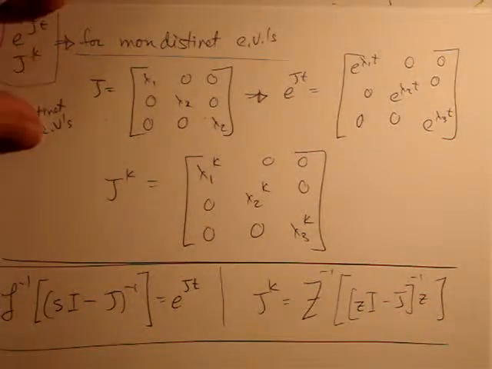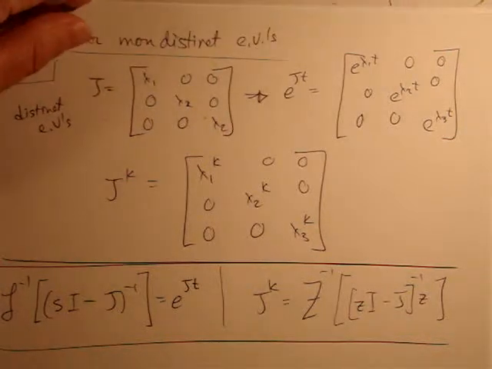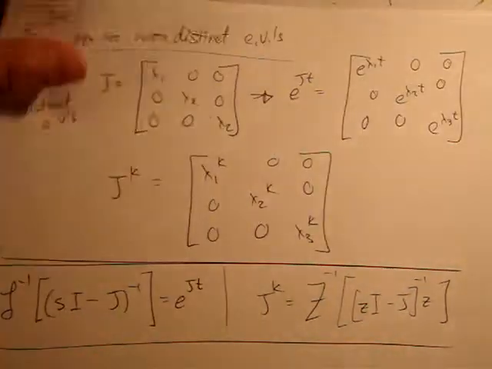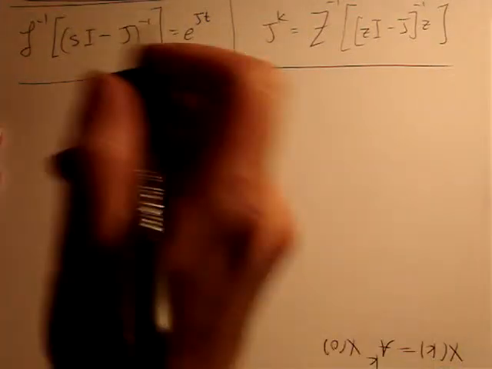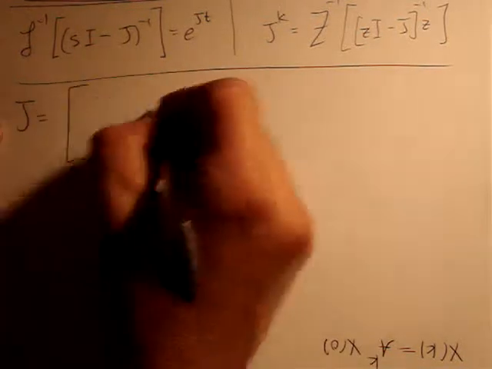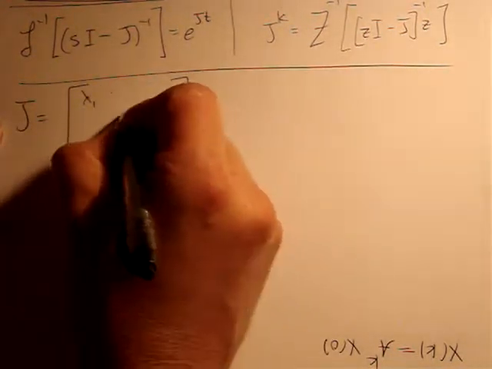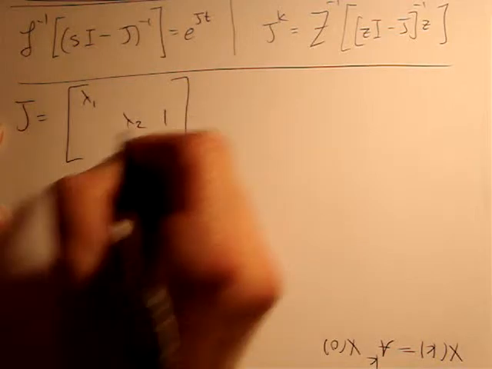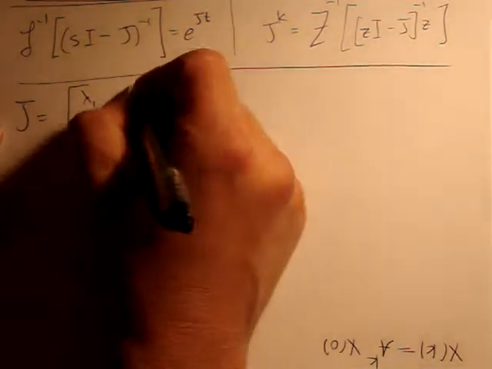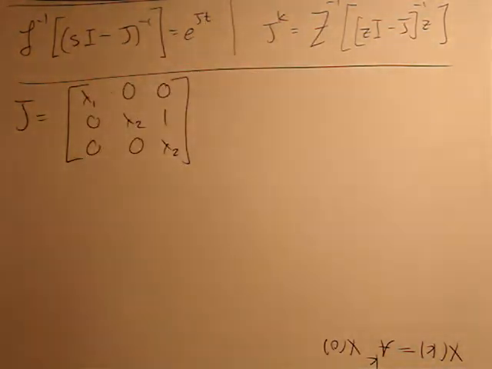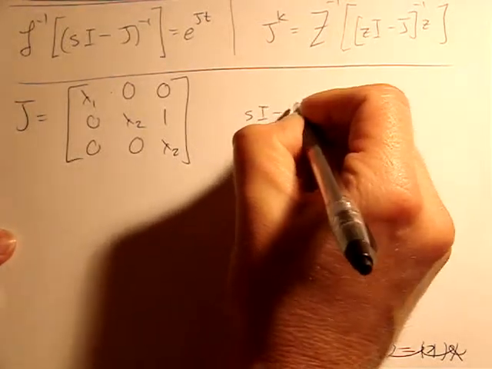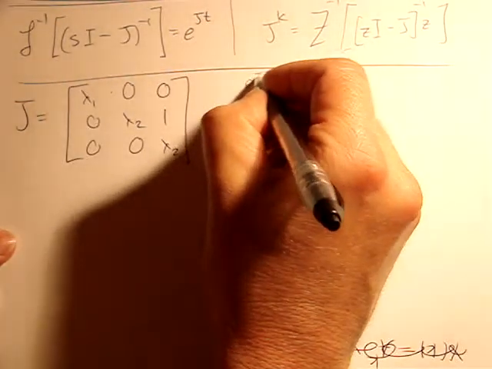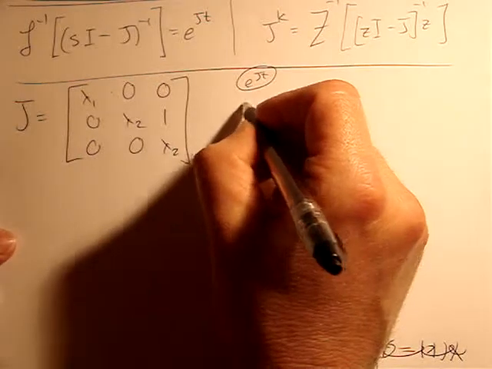Alright, so let's do this for the case of a repeated eigenvalue. We'll just do one simple case here. Let's try a J like this. Lambda 1 is distinct, but lambda 2 is repeated, and we have a Jordan form that looks like this. Okay, so for each different Jordan form, you'll have a different e to the Jt. Alright, so let's find sI minus J. Let's find e to the Jt first. Okay.